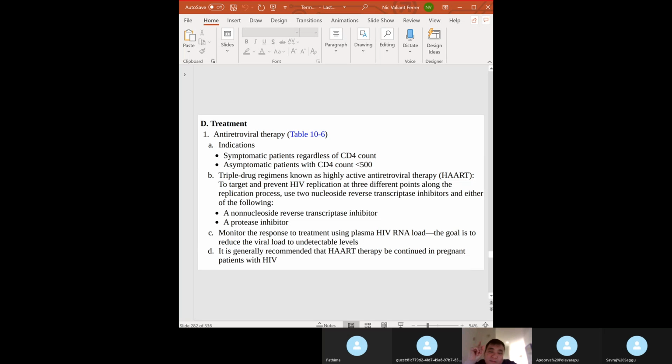Because even minor deviation may result in drug resistance. Okay? So, doctors, do not initiate HAART therapy in a patient who is not willing or able to fully comply with the prescribed regimen. Okay? If they are not willing, do not give it to them.